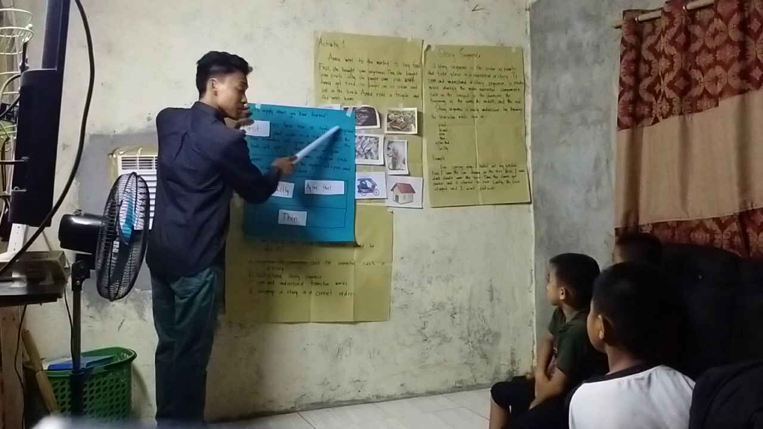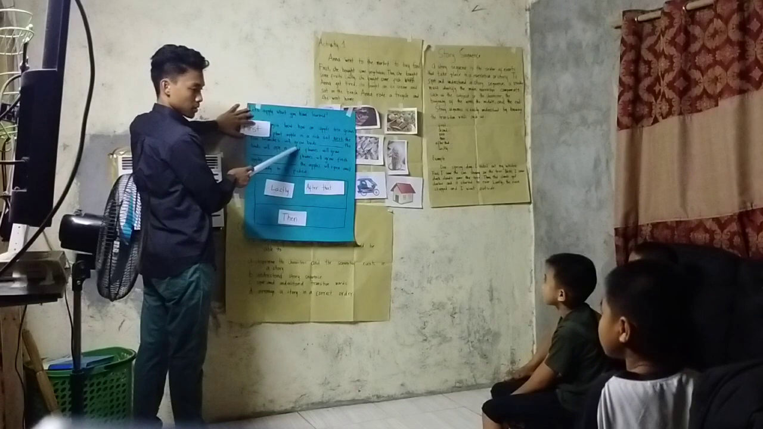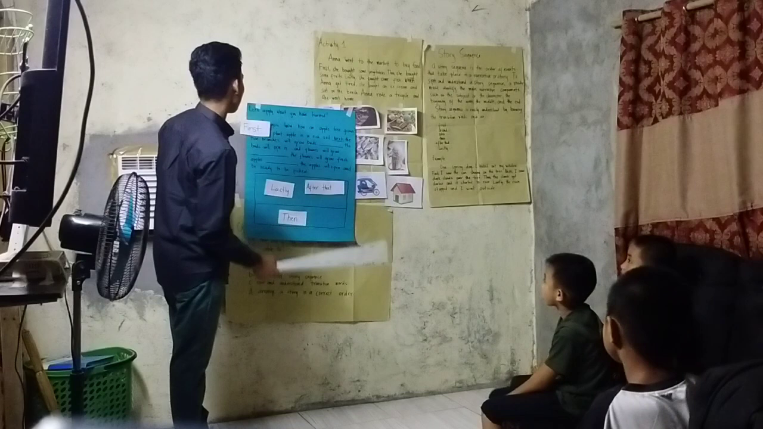Next. What does next mean? Next in order. Very good. So, this is the transition word. Next. What happens next? The tree branches will grow buds. The tree grew. Very good, Prince. Speak louder, Prince. Okay. The tree grew.